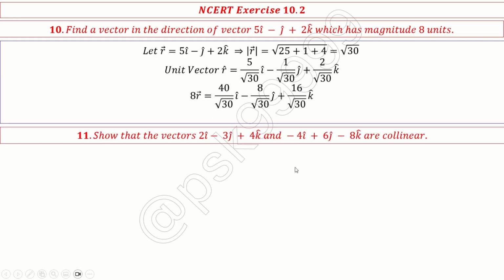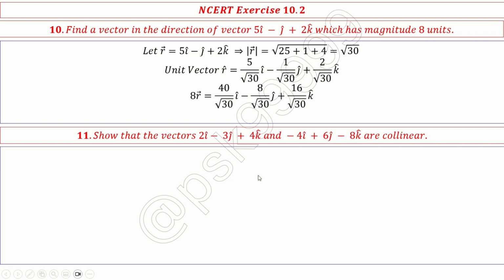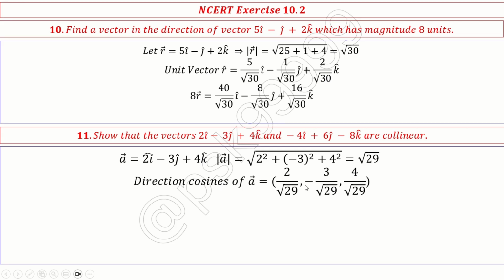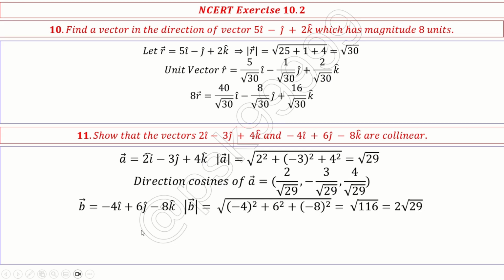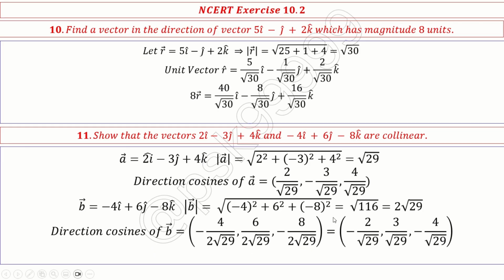Show that these vectors are collinear. How do you find this? You find the magnitude of vector A bar and then its direction cosines. And for the second vector, its magnitude and direction cosines. If you see, the direction cosines are the same, the only thing is the sign is exactly opposite. The positive here is negative, and the negative here is positive. So they are actually collinear but in the opposite direction.